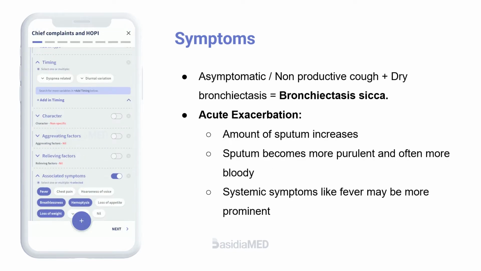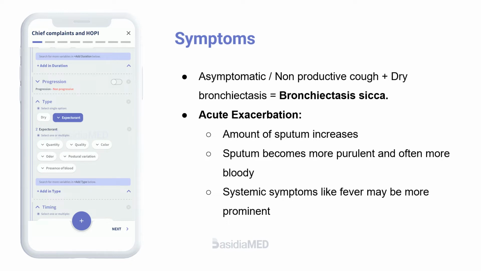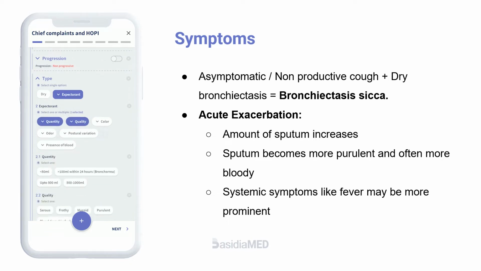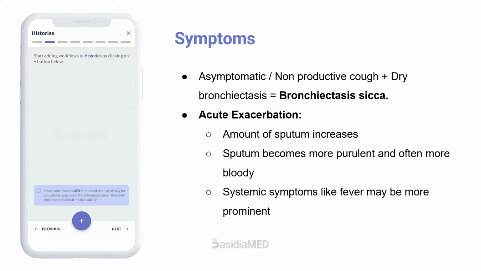Patients are either asymptomatic or have a non-productive cough associated with dry bronchiectasis of the upper lobe. This is called bronchiectasis sicca. In case of acute exacerbation, the following may occur. The amount of sputum increases. Sputum becomes more purulent and often more bloody. Systemic symptoms like fever may be more prominent.